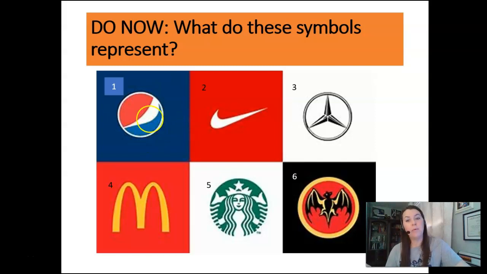And that's exactly what we're going to look at in this unit with literature. We're going to look at how authors choose symbols or images and they use those to represent something else or to better explain something else in their writing.